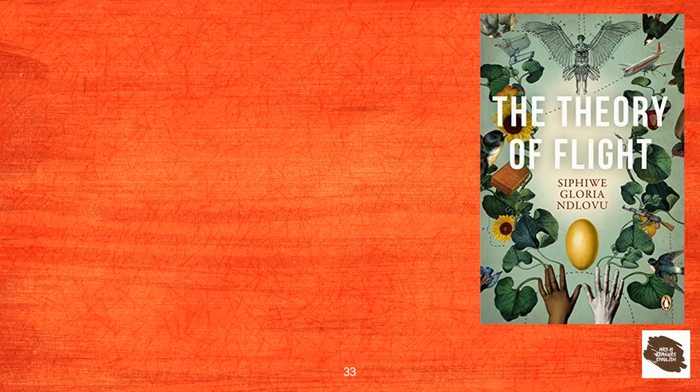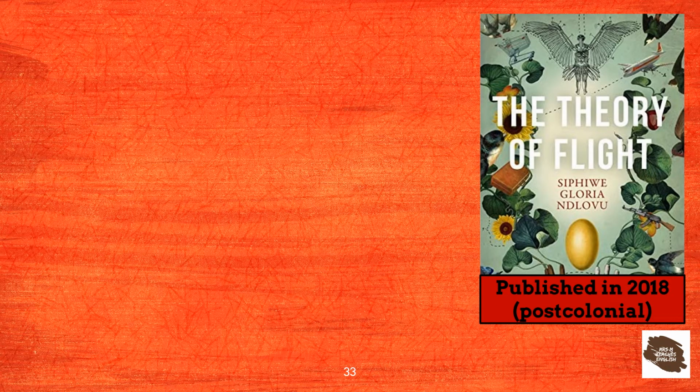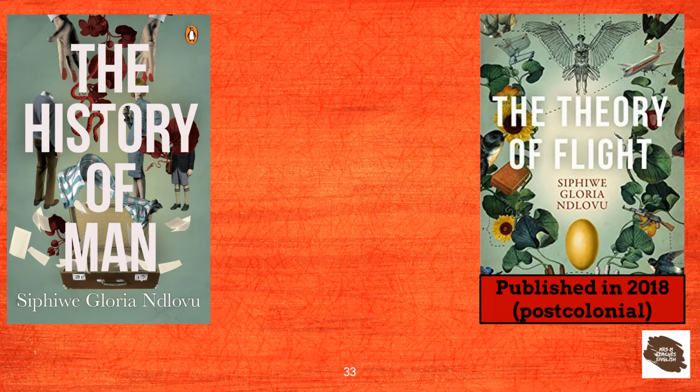It is interesting to note that when The Theory of Flight was prescribed by the IEB, it was the first and only book published by Siphiwe Gloria Ndlovu. She has since written 2 more novels, all dealing with the characters in The Theory of Flight. The Theory of Flight was published in 2018, but it's actually the concluding novel of a trilogy, which the author says she wrote backwards. The Theory of Flight was followed in 2020 with The History of Man, where some of the events of The Theory of Flight are retold, but from a completely different perspective.